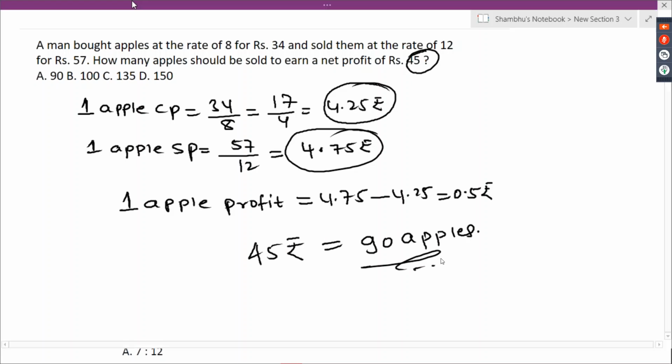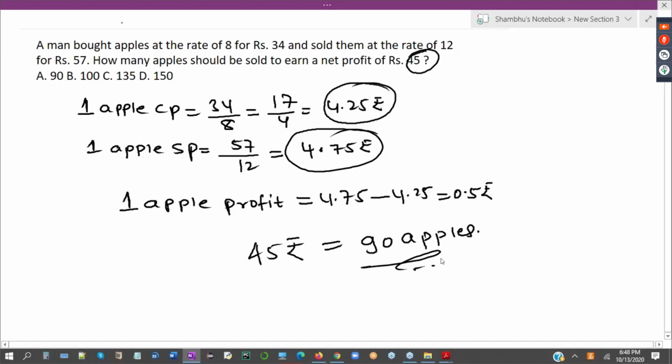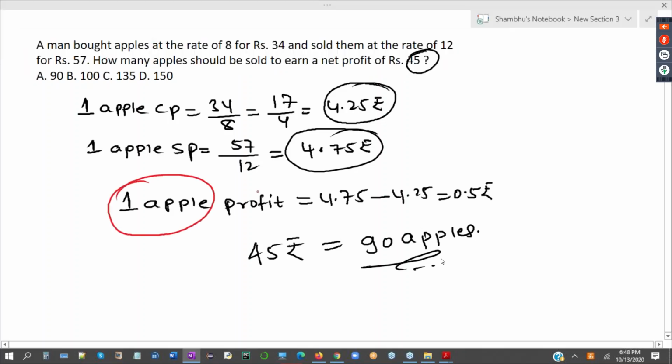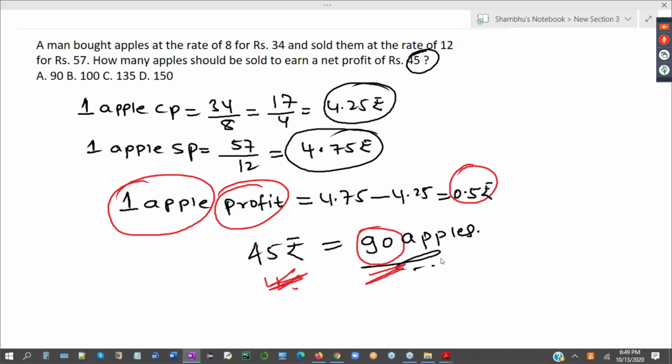Isn't it? Because one apple profit is 50 paise. So on 90 apples, profit will be 45 rupees, because 2 apples, 1 rupee profit. So double apples, half profit. So 90 apples, profit 45 rupees. Remember, this type of question is very frequent in tests, not only in TCS, but in any other company.